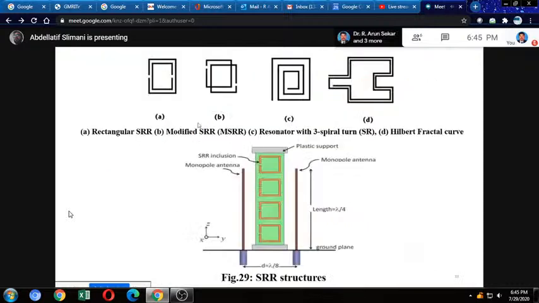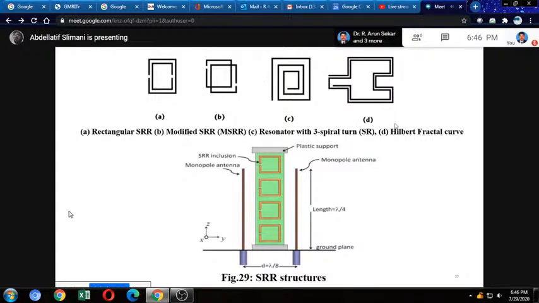So here we have an example. Figure A, we have a rectangular SRR, split ring resonator. B, modified SRR. C, resonator with 3 spiral turns. So we have the first spiral, the second spiral, and the third spiral. Okay. And D, Hilbert's fractal curve.